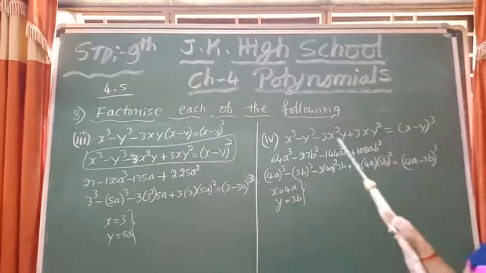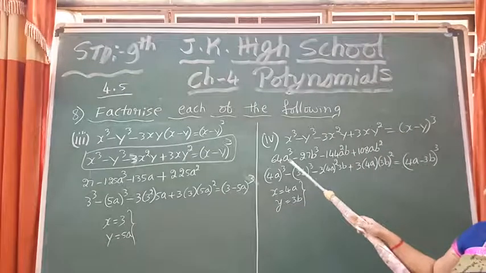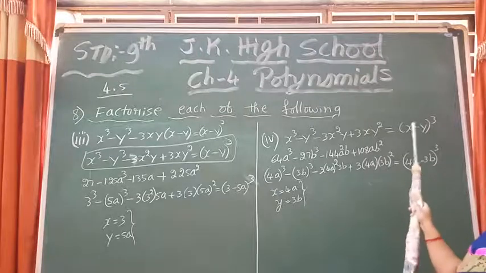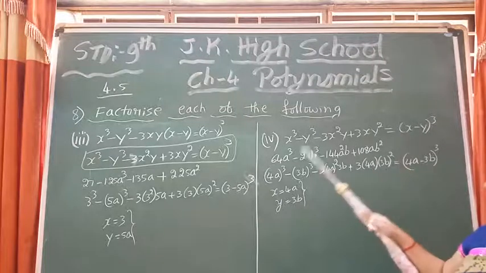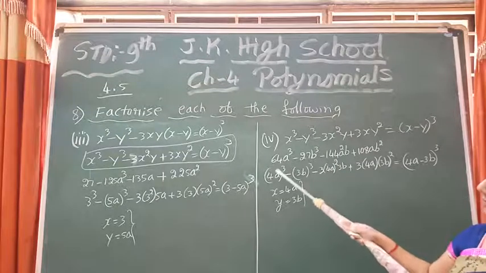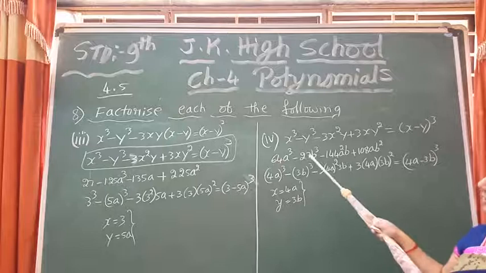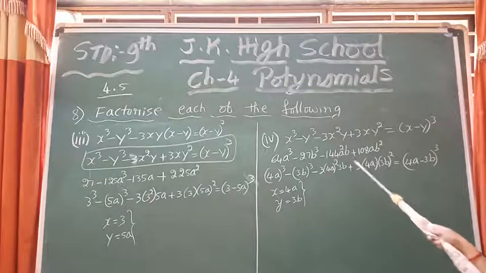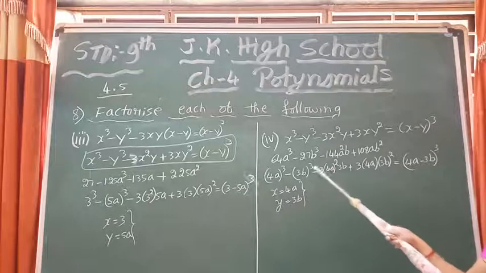The fourth question is this one. Here also a minus sign is there and one plus sign is there, which means according to this identity I will write the given question. 64a cube I can write as (4a) whole cube. 27b cube I can write as (3b) whole cube. And 144, now see, we know the value of x and y, substitute now.